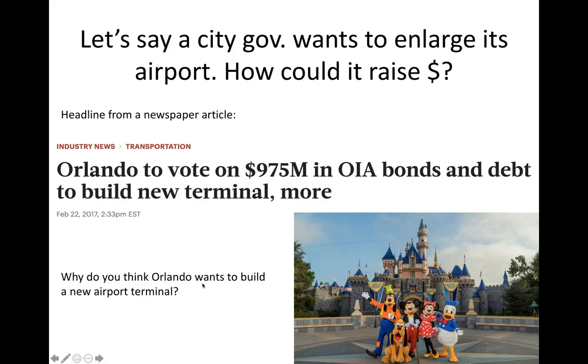Why do you think Orlando, Florida wants to build a new airport terminal? And I'll give you a hint. You can look at this picture. Of course, Orlando is where tourists come for Disney World, and a lot of conventions and conferences are there because the weather's nice down in Florida. So it really matters to the city to have a brand new, clean, good airport. But they don't want to fix it up by raising taxes. Instead, they're going to borrow $975 million through bonds and fund it that way.